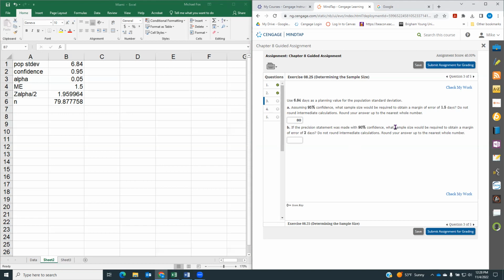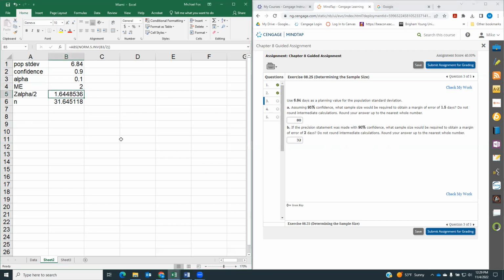1.5. So now that we have all that put in, it's pretty easy to do the next one. So this is, well, what if we do it with 90% confidence, but a margin of error of 2. So we're going to increase the margin of error and reduce the level of confidence. And now we can see that we have an n of 31.6. We're going to say 32.